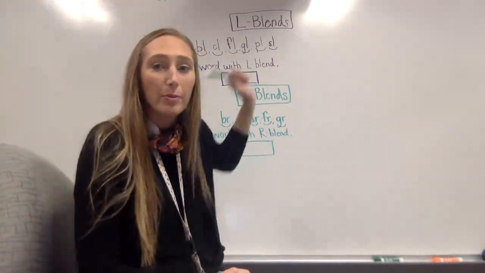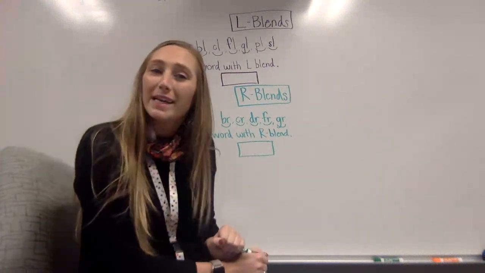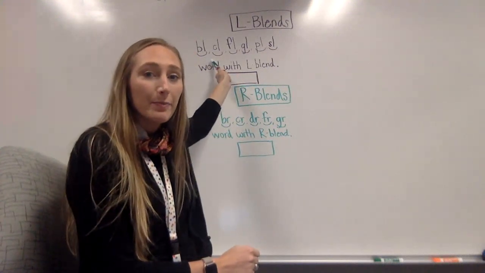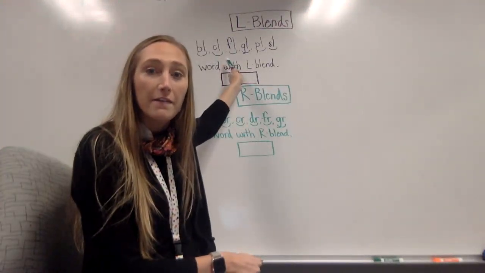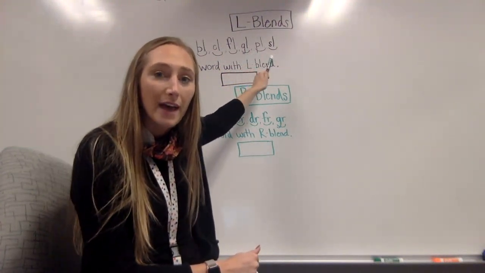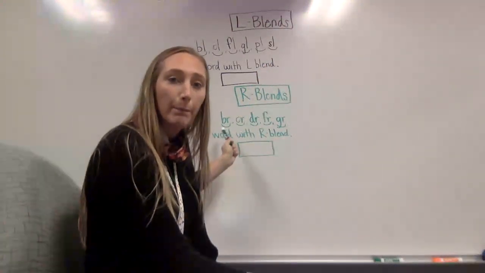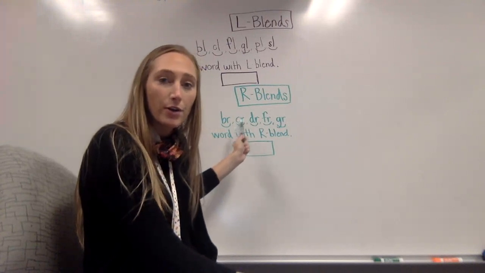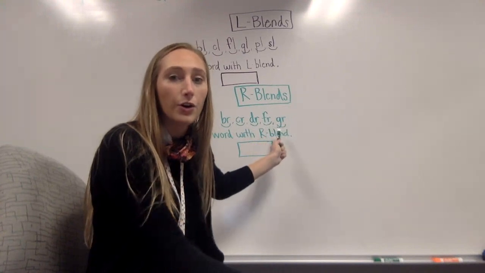Today we are going to learn S blends. But first, we're going to review our L blends and our R blends that we learned. Remember our L blends, we have 6 of them. It is BL, bull, CL, coal, FL, full, GL, goal, PL, pull, SL, soul. And then our R blends, BR, burr, CR, cur, DR, der, FR, fur, GR, gur.